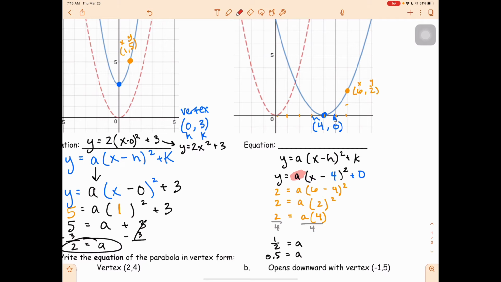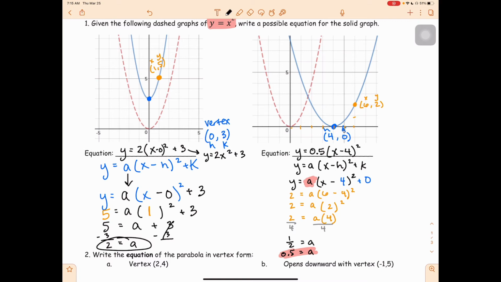So we're going to put that in here into the equation. So now our equation is y equals 0.5, or 1/2, times x minus 4 squared. And you could write the plus 0 if you really wanted to see it in vertex form, but since it's not there, you should know k is 0. Okay? So you don't ever have to write plus 0. All right, so those are the two equations there.